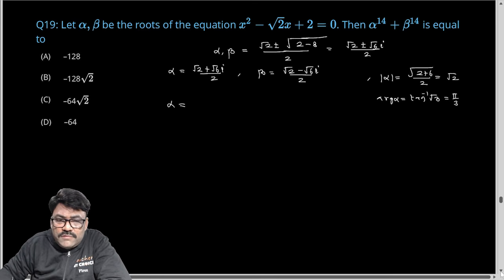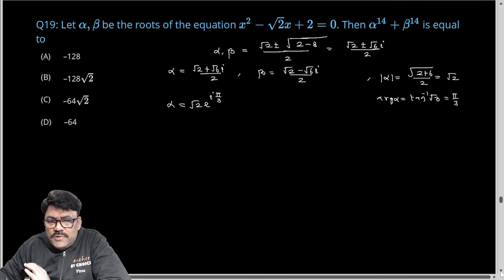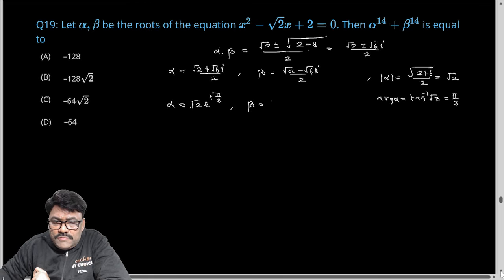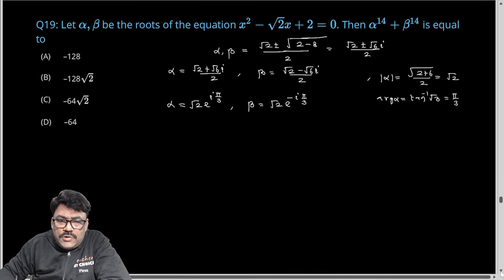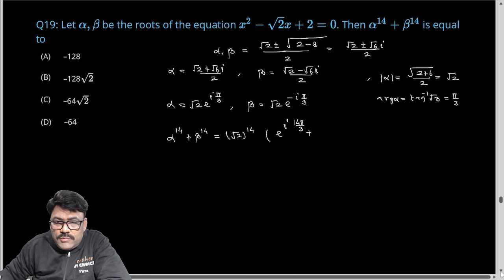So hence I can write alpha as root 2 e raised to iota pi by 3. See, any complex number, if modulus is r, argument is theta, it can be written as r e raised to iota theta. Now, what is beta? Beta is just its conjugate. So that will be root 2 e raised to minus iota pi by 3. So now if I take alpha raised to 14 plus beta raised to 14, then root 2 raised to 14 will be common. And inside I will get e raised to iota 14 pi by 3 plus e raised to minus iota 14 pi by 3.